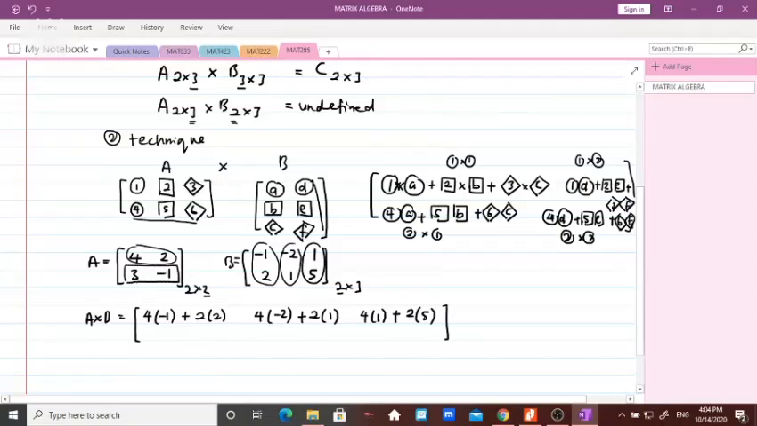Okay, second row of A, with the same technique. First element with first element, 3 times -1. Then second element -1 with second element 2. Right, we have settled the second row with the first column. Now we go to the second column.